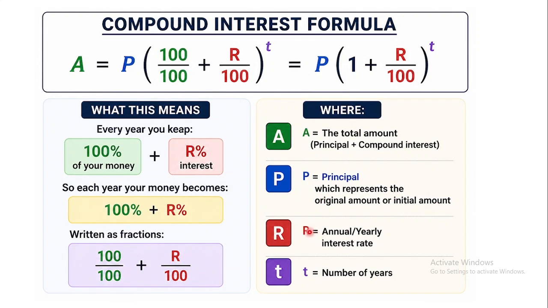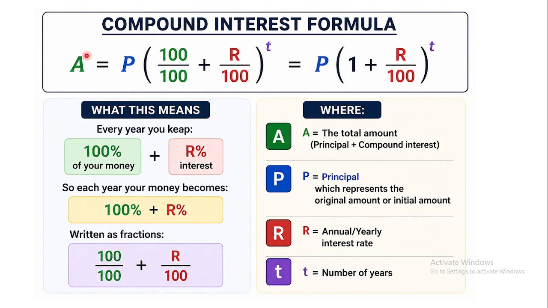R is your rate, so the yearly rate, if it is charged at this rate yearly. T is the number of years, whether the compound interest is for 5 years, 10 years, 2 years, or 3 years. So T stands for time, R stands for rate, P stands for principal, and A stands for the total amount.